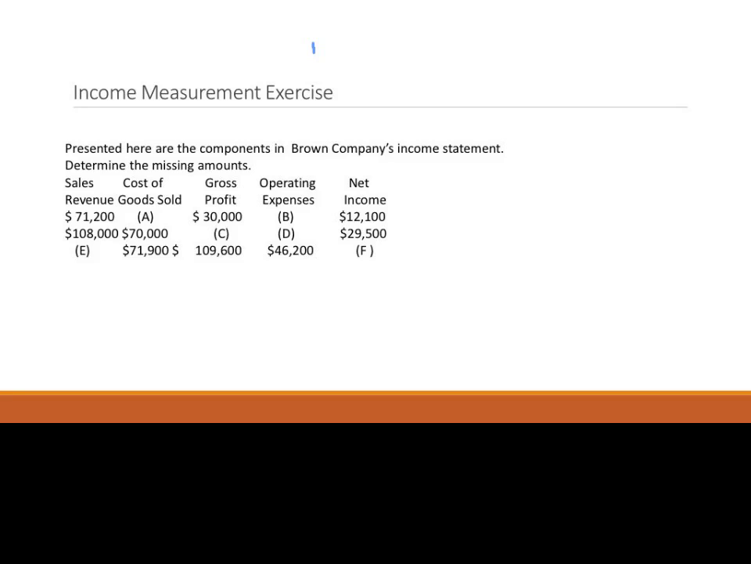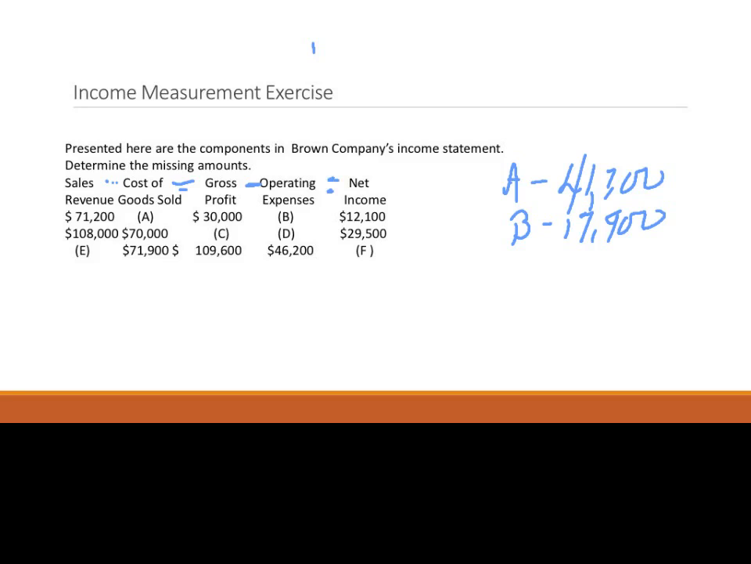Let's try this brief exercise on income measurement. Presented below are the components for Brown Company's income statement. Find the missing parts. Well, A would be 71,200 minus 30,000, so that would be 41,200. Now, B, gross profit minus operating expenses equals net income. So therefore, B would be 17.9. Make sure you understand the relationship here. It's sales revenue minus cost of goods sold equals gross profit minus operating expenses equals net income.